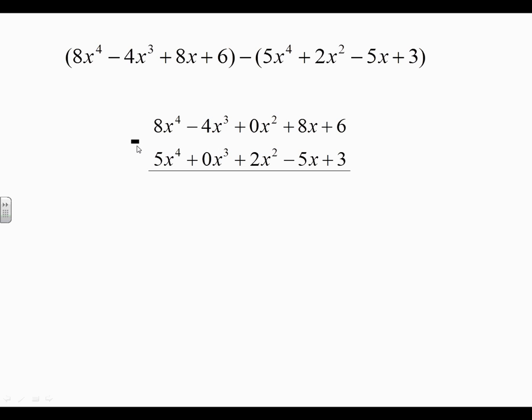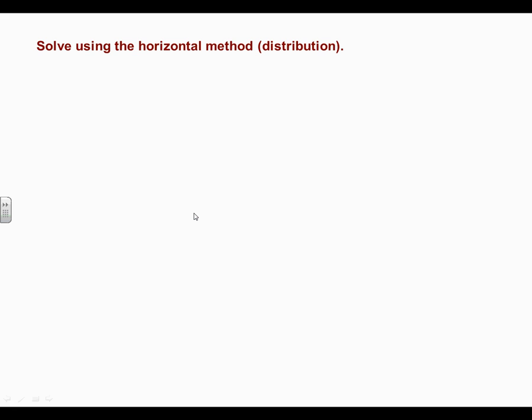And I'm subtracting. So 8x to the power of 4 minus 5x to the power of 4 is 3x to the power of 4. Negative 4x cubed minus 0 is negative 4x cubed. 0x squared minus 2x squared is negative 2x squared. 8x minus negative makes plus x is 13x, and 6 minus 3 is 3. And it is in standard form already, so that is a correct final answer.